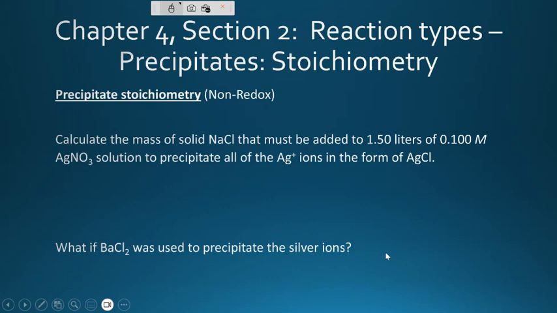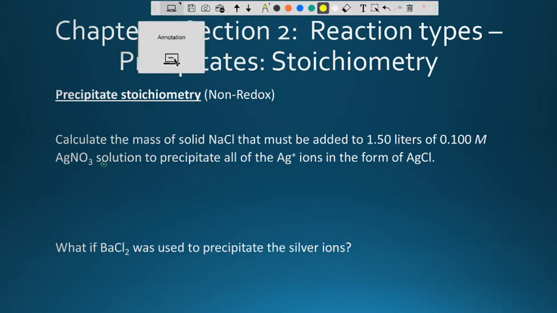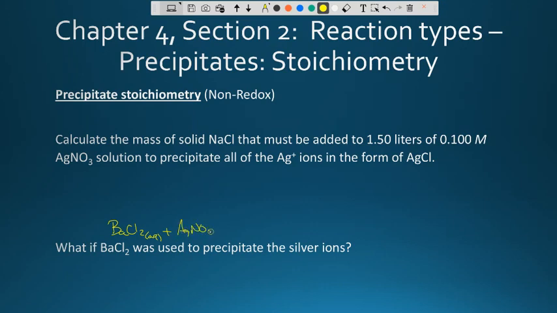Now let's ask, what happens if I use barium chloride instead? Let's use it to precipitate out those silver ions. So instead of my sodium chloride, I'm going to use barium chloride, and barium chloride is aqueous. I'm going to add that to my silver nitrate solution, that was aqueous. And I'm going to get barium nitrate. That's going to be my solid, that's precipitating out. Oh, I'm sorry, this is aqueous because it's barium nitrate. All nitrates are soluble, excuse me. And my silver chloride is going to be precipitating out.